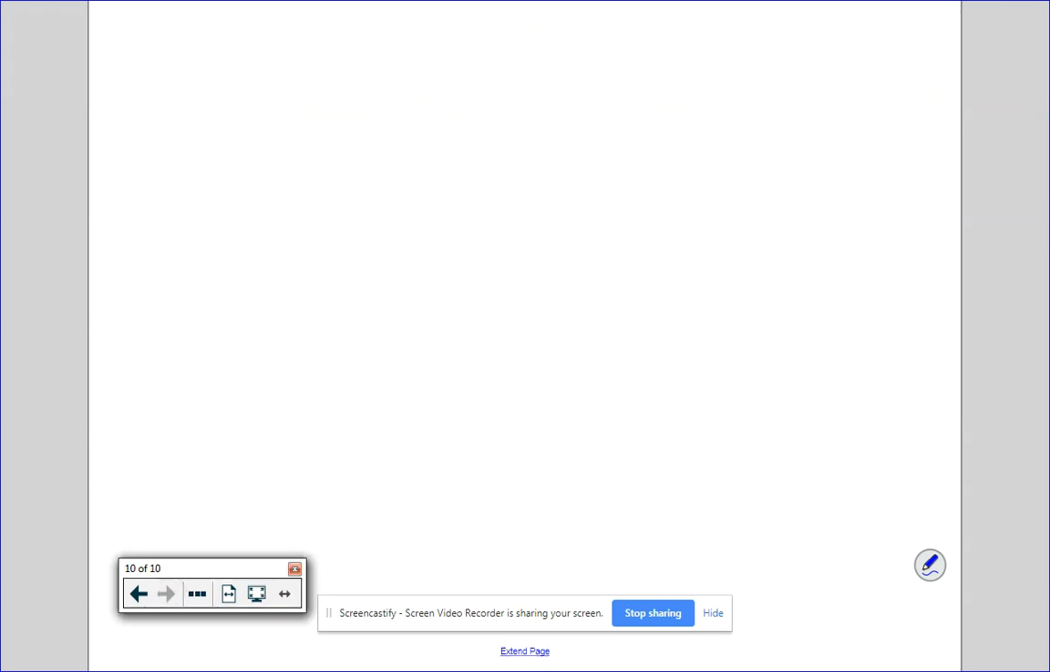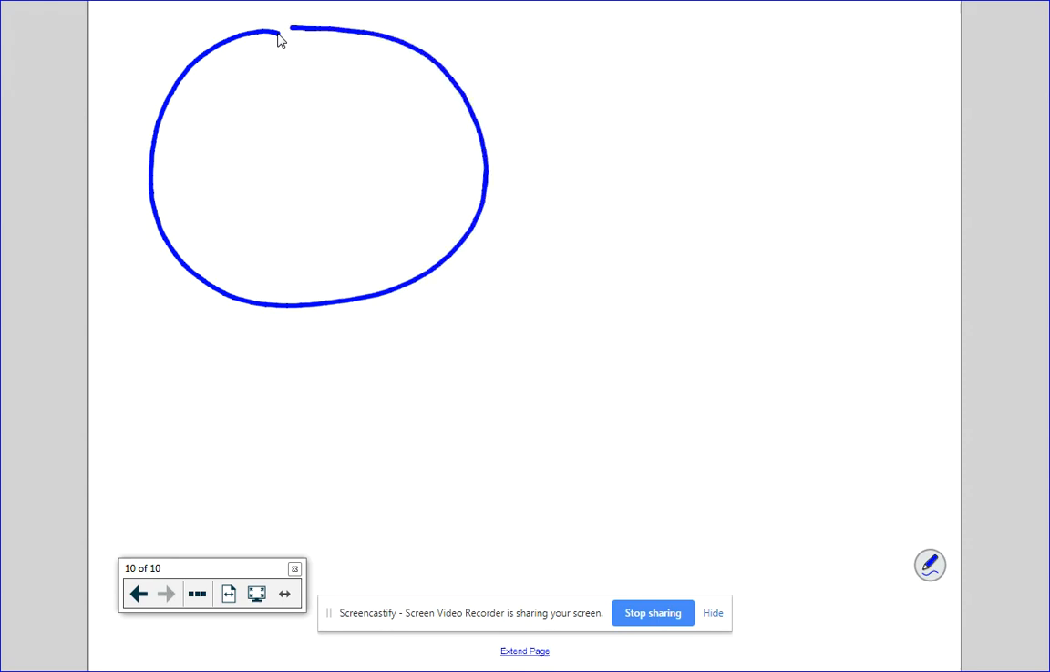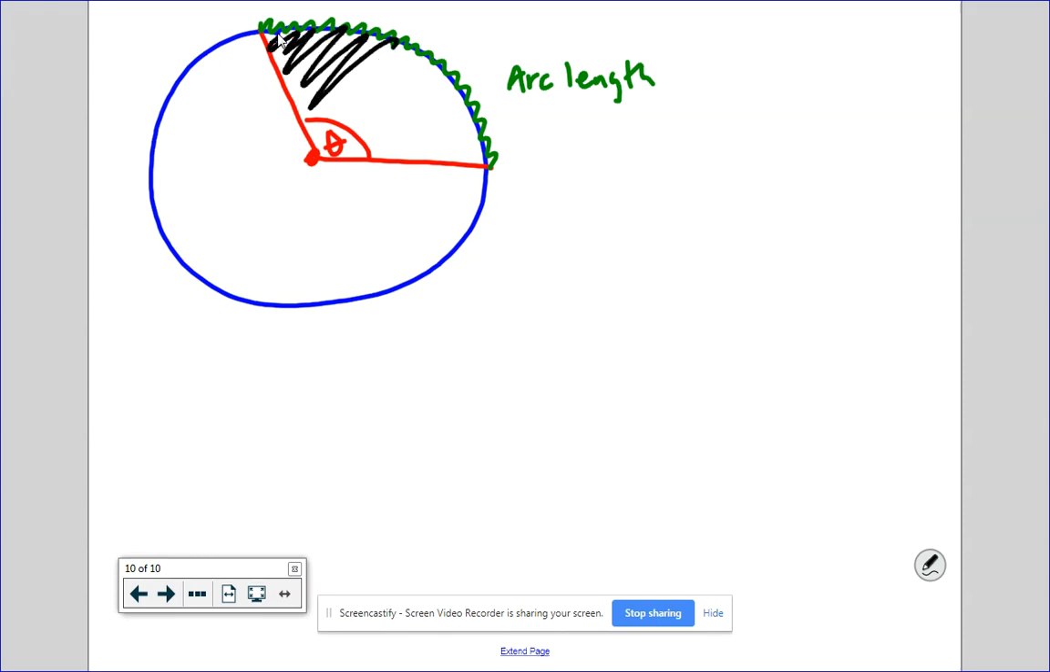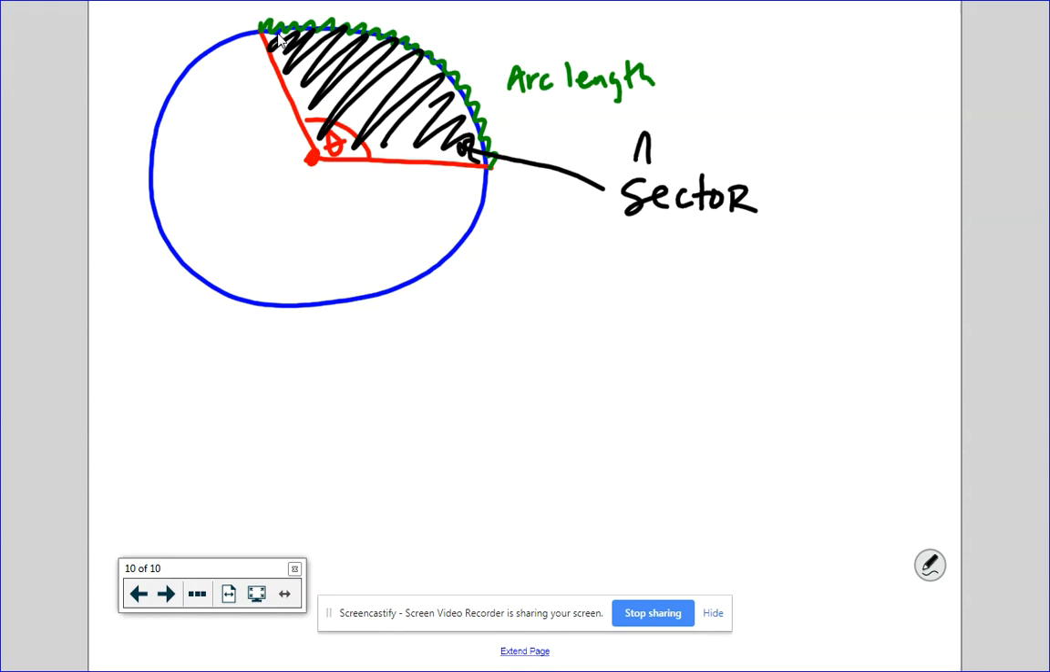Okay? So, coming back to what we started with. We talked about that's a central angle. We said that if I want to find this, that's an arc length. Theta is the central angle. Well, what if I want to find that whole thing? Part of a circle. That we call a sector. And when we're doing this, what we're doing is finding what's called the area of a sector.